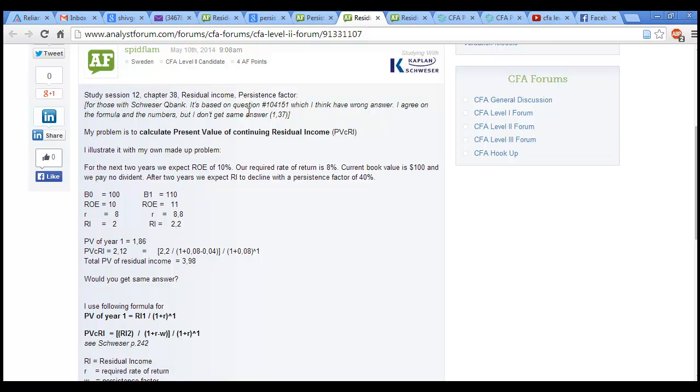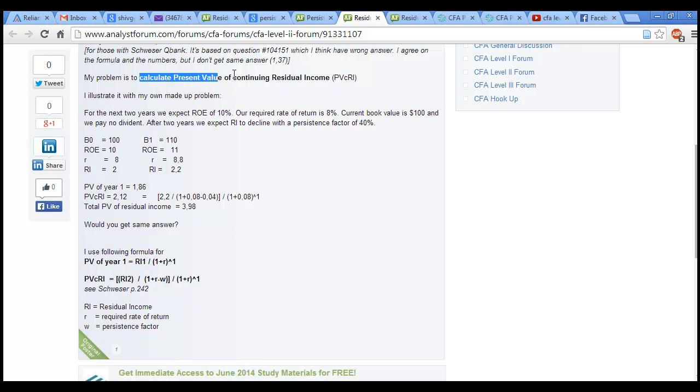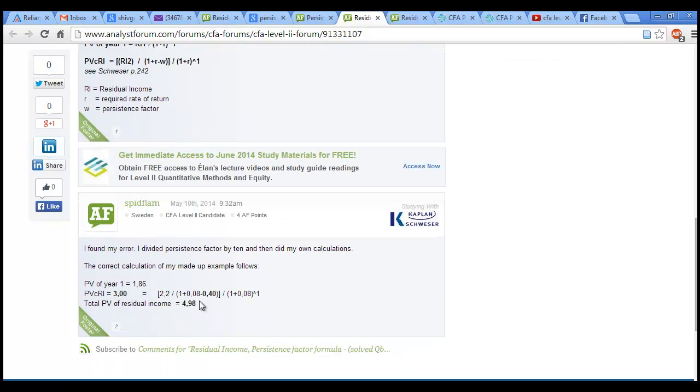In this question, the problem is to calculate the present value of continuing residual income. For the next 3 years, we expect ROE to be 10% and required rate of return to be 8%. Current book value is 100, we pay no dividend, and the persistent factor is 40%. The trick here is that after 2 years it will decline with the persistent factor. So for the first 2 years, it's not going to decline.